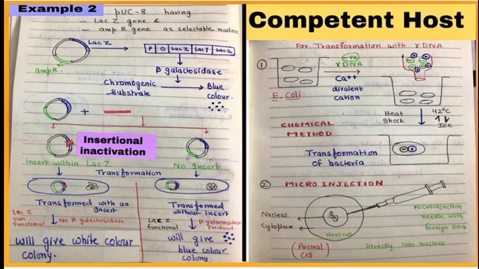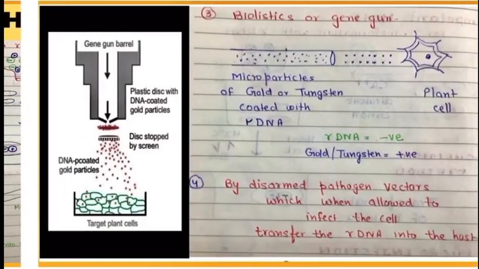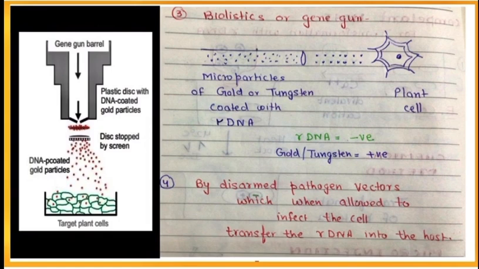Next tool is competent host. Check the technique used to make a host a competent host so that it can take up DNA. There are other methods also to introduce recombinant DNA into the host cell. One, microinjection, then biolistic or gene gun, and by disarmed pathogen vectors.